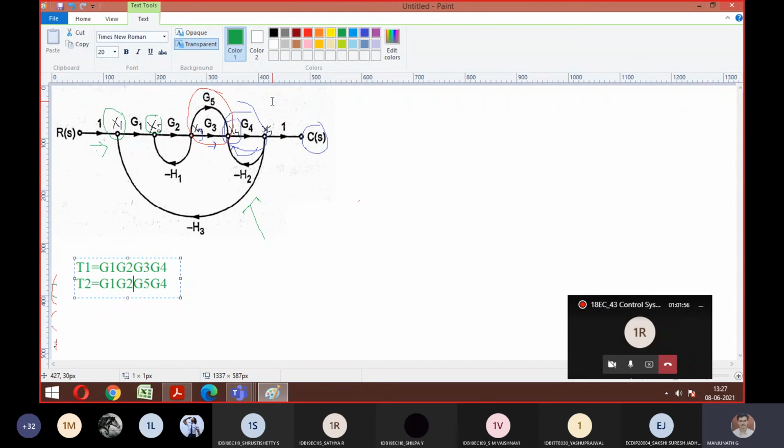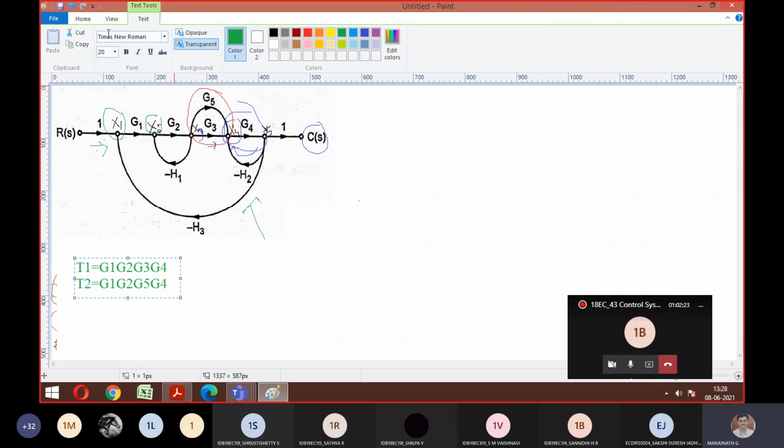Okay. So now next step, how many loops can you find? 4. So 4 loops. One is with respect to H1, G2, and one is with respect to G4 minus H2, and one is G1, G2, G3, G4 minus H3. Correct? Which is the last one?